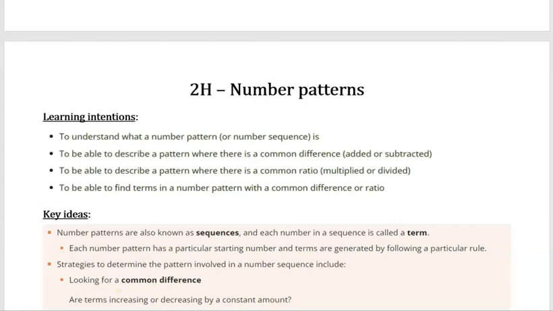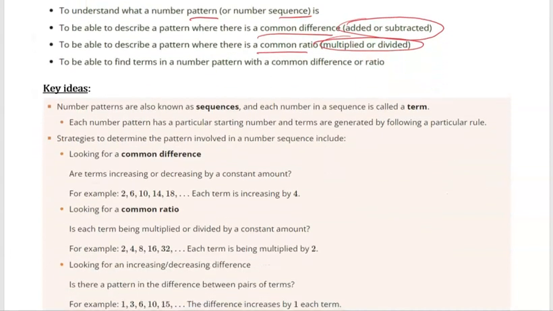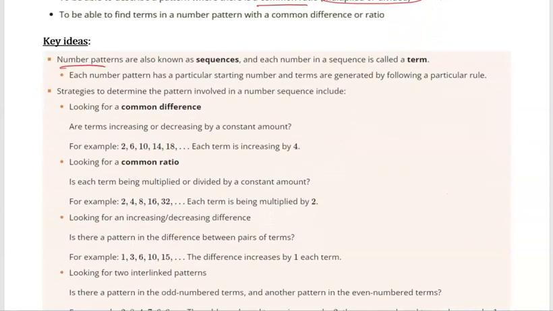We're going to try and recognize number patterns or number sequences, recognize what they are, and be able to describe them using terms like the common difference, using adding and subtracting, or common ratio, which uses multiplying and dividing. And we're going to find out what a term is. Number patterns are also known as sequences because each number in the sequence will be changed in a predictable way. Each number in a sequence is called a term.